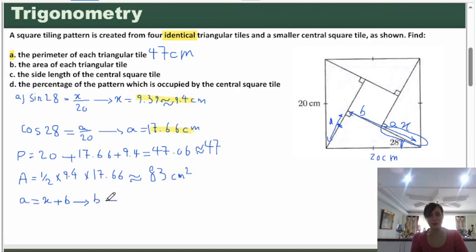b equals a minus x, which gives me 17.66 minus 9.39, which is almost 8.26 centimeters. Okay, I found it. Let me write part B here. Part B is 83 centimeters squared. Part C, I found 8.26 centimeters.